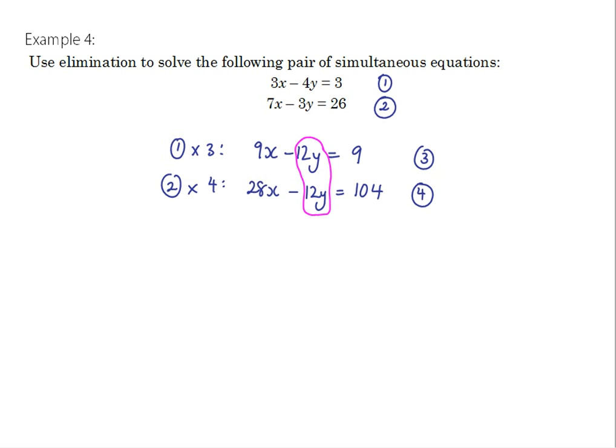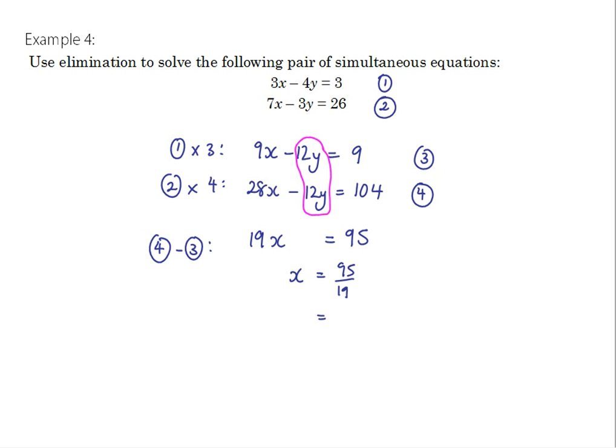And obviously it makes sense to subtract equation 3 from equation 4 because the numbers in equation 4 are much bigger. So 28x minus 9x gives us 19x. Negative 12y minus negative 12y is 0, which is the aim. And 104 minus 9 is 95. So x is going to be 95 divided by 19.